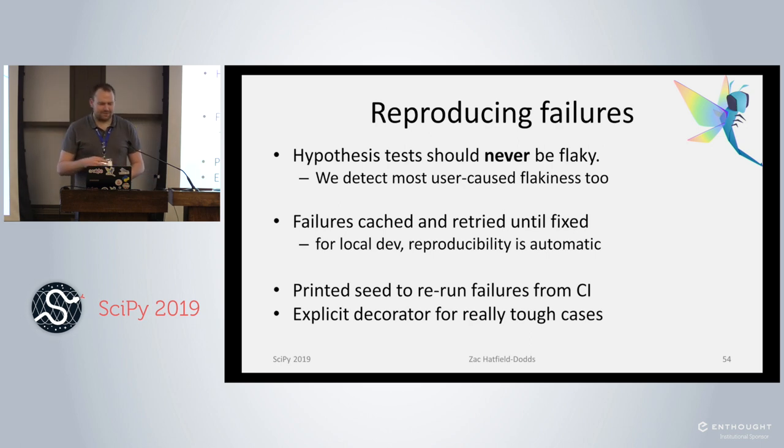So to do that, we cache any failing inputs and replay them again and again until the bug is fixed. And then we actually keep them around forever as well and replay just a small number of them each time to make sure that historical bugs haven't come back. On your local machine, it's completely automatic. If you run it in CI, as we do, it'll print a seed or a decorator that you can use to reproduce it locally. Then it's in your local cache and everything is good.